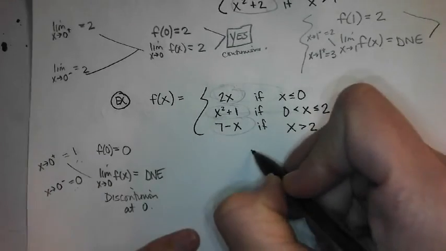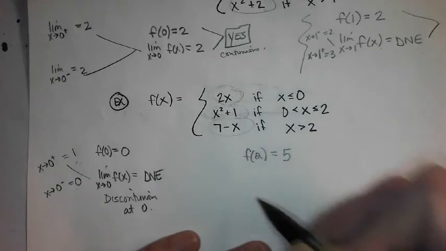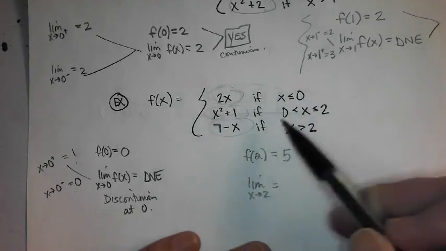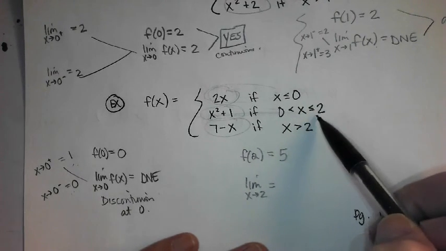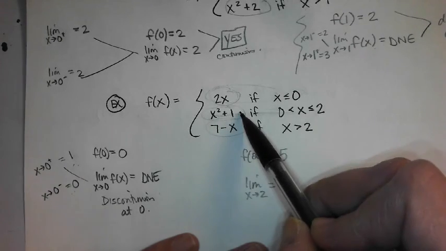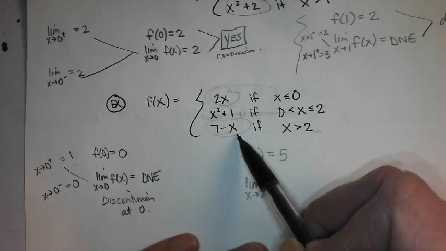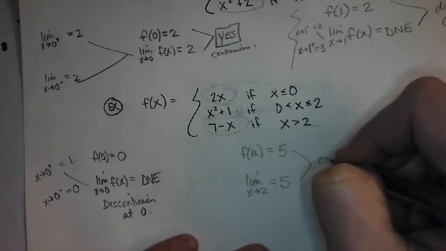And then at 2, what's f of 2? 5. Limit as x approaches 2. Now, if you wanted to, maybe you don't show the work so much. 2 from the left is going to give you 5, and 2 from the right is going to give you 5. So since those are both 5, and they're all 5, everything's 5, we are continuous there.